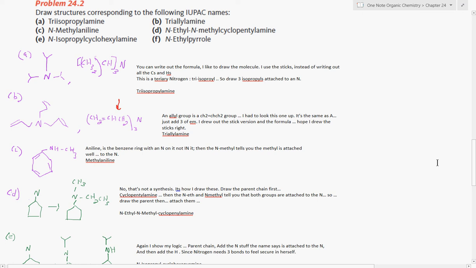Now C is N-methylaniline, and aniline is a benzene ring with a nitrogen on it, not in it. And the N-methyl tells you that methyl is attached to the nitrogen. So that's N-methylaniline.